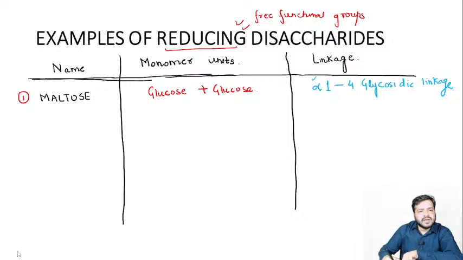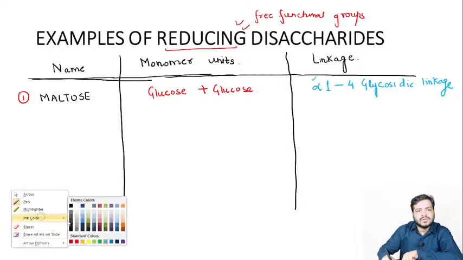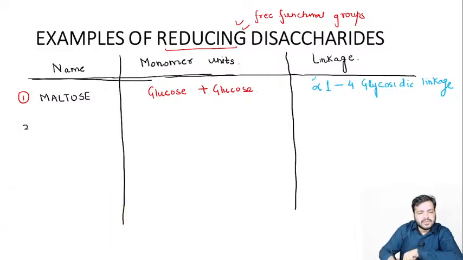Write down the second one, that is isomaltose. Isomaltose and maltose. What is the difference between both the structures?